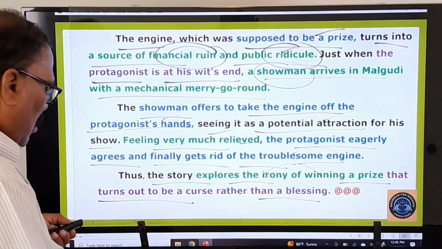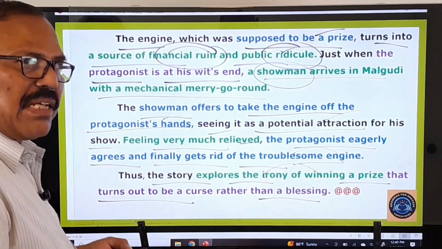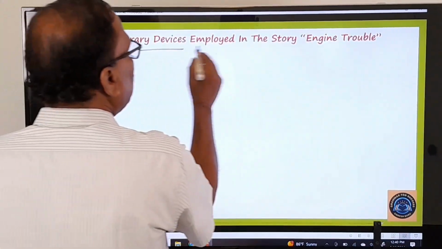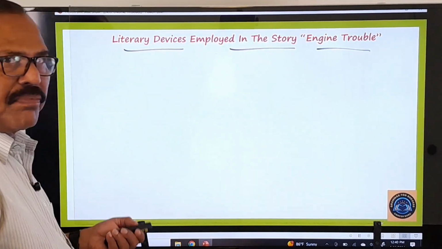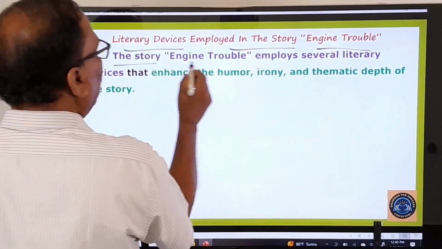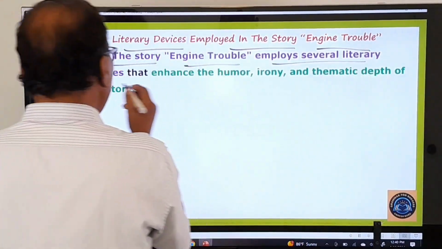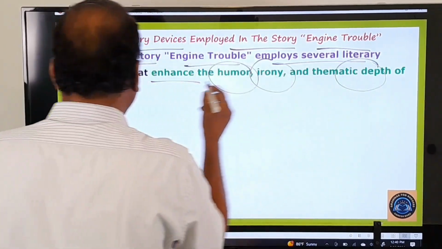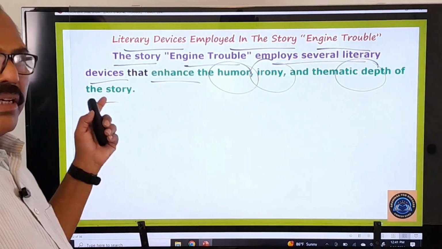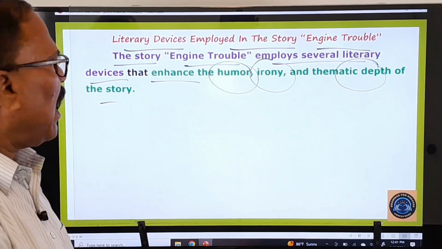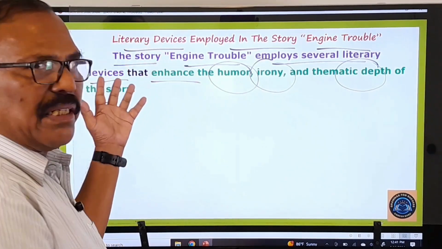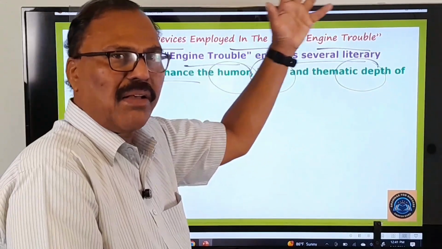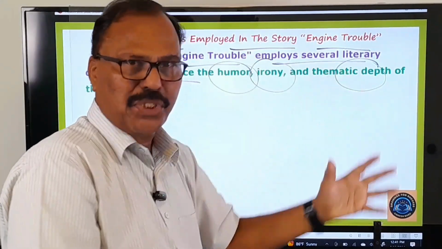Okay, right. And now let's move on to the literary devices that are used in this story. Literary devices employed in the story Engine Trouble. Very simple. The story Engine Trouble employs several literary devices that enhance the humor, irony, and thematic depth of the story. The writer R.K. Narayan employs certain literary devices in order to enhance the humor of the story, the irony of the story, the thematic depth of the story, right?